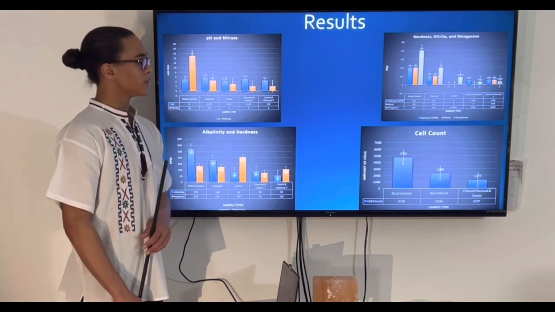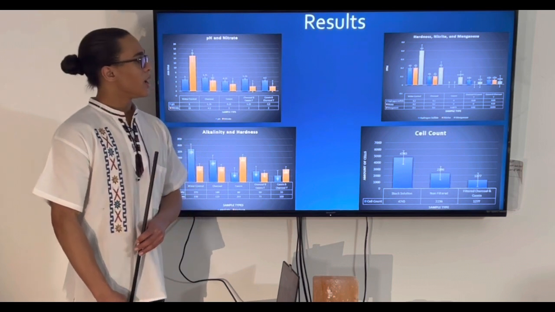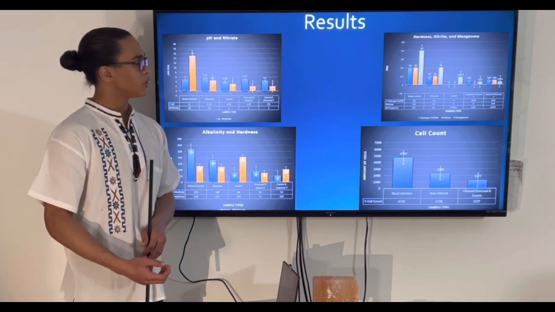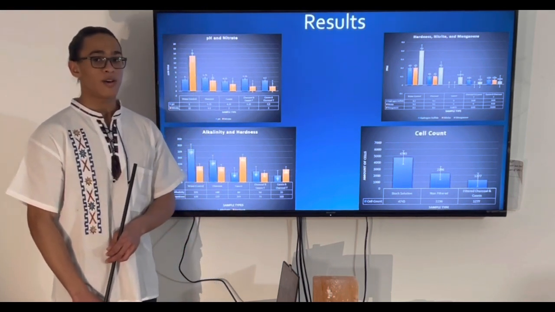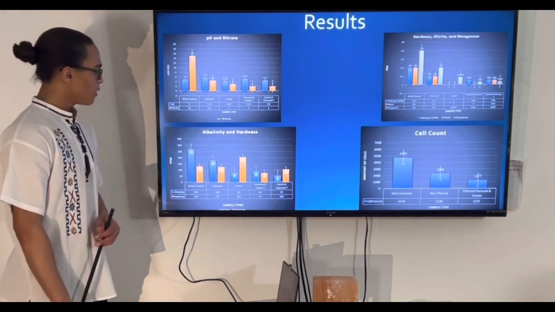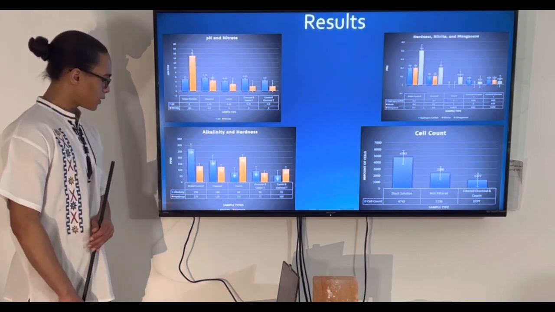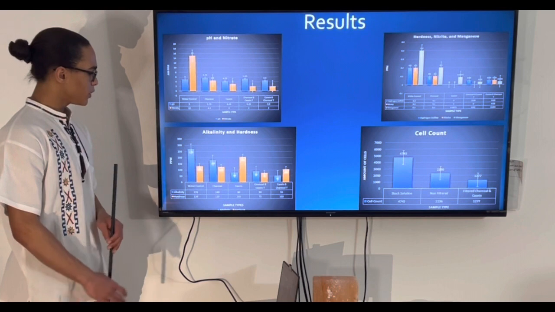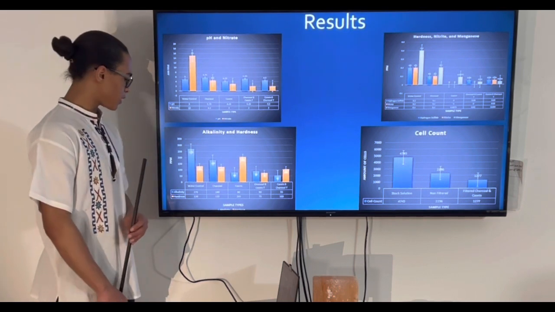For the manganese content, the water control group started at 0.4 parts per million, and the charcoal filtered it to 0.2 parts per million, while the casein filtered it to 0.0875 parts per million. For the alkalinity, the water control group started at 270 parts per million, the charcoal decreased it to 180, and the casein to 80 parts per million.